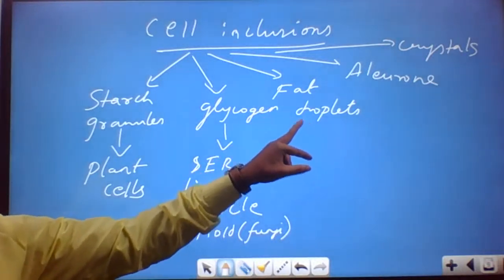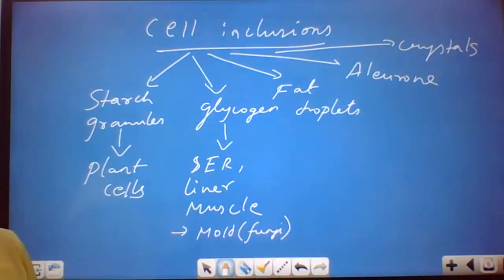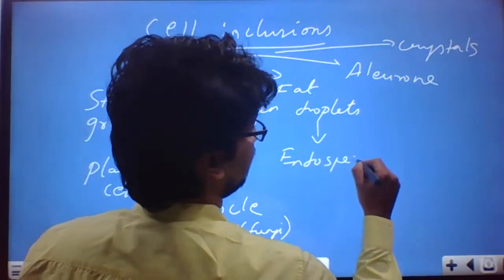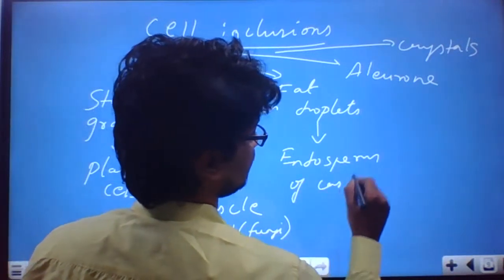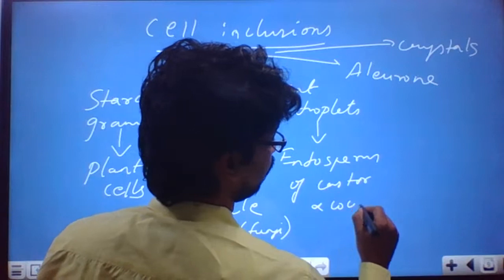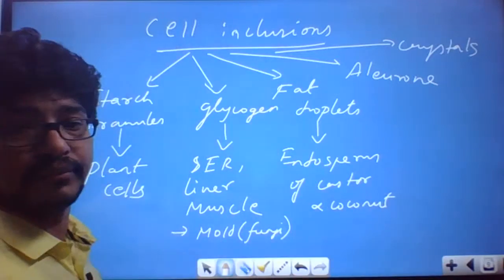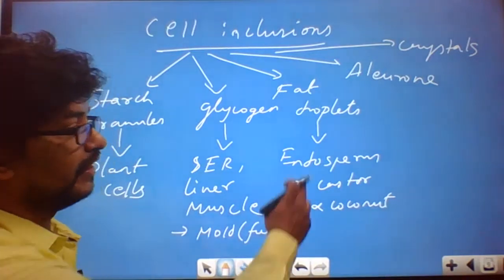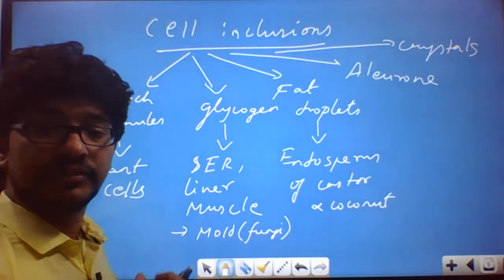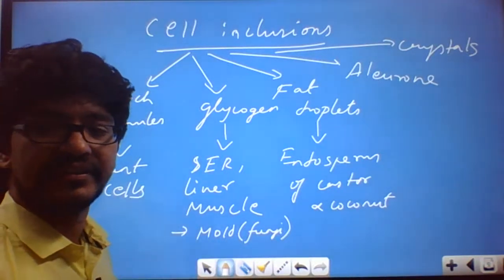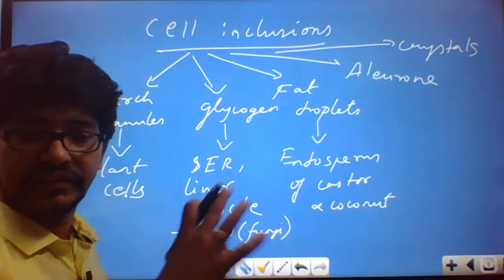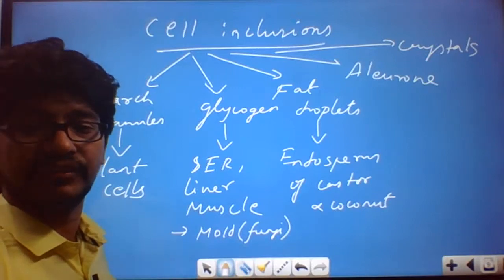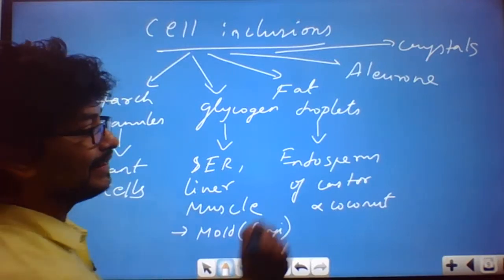Then fat droplets you could see in the endosperm of castor. Endosperm, you would have studied about the endosperm, right? Endosperm of castor seeds, that is, endosperm of castor and coconut. Can someone tell me what is the ploidy of endosperm? Haploid, diploid, triploid? If you study the endosperm, let's have a quick recap of what we discussed in the plant: the pollination, the embryo formation, the zygote, the 7 cell 8 nucleate stage, and all. If you recall, the ploidy of endosperm is 3N.